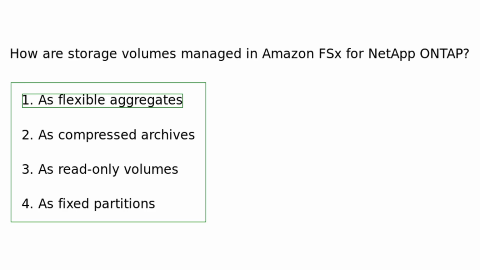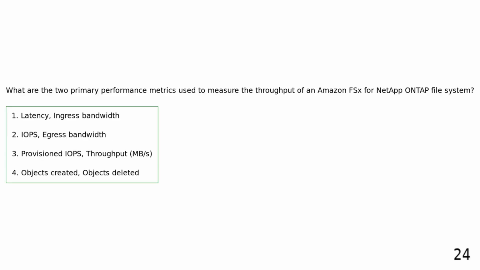Storage volumes in Amazon FSx for NetApp ONTAP are managed as flexible aggregates, allowing dynamic allocation of storage. What are the two primary performance metrics used to measure the throughput of an Amazon FSx for NetApp ONTAP file system? Latency, ingress bandwidth. IOPS, egress bandwidth. Provisioned IOPS, throughput. Objects created, objects deleted.